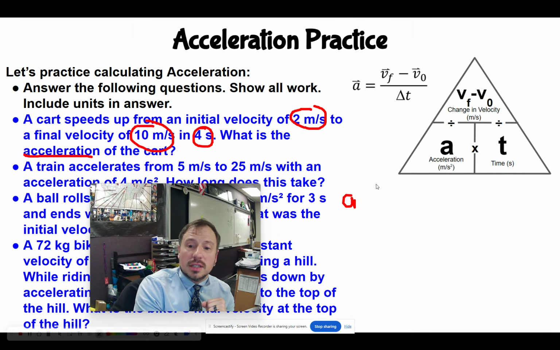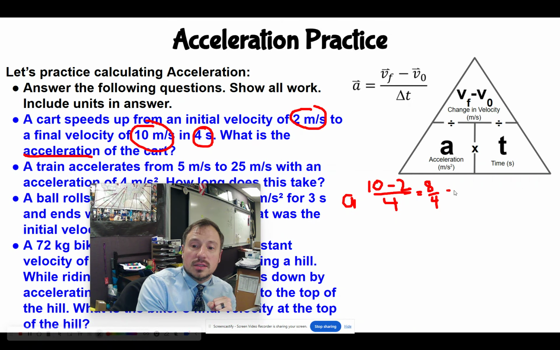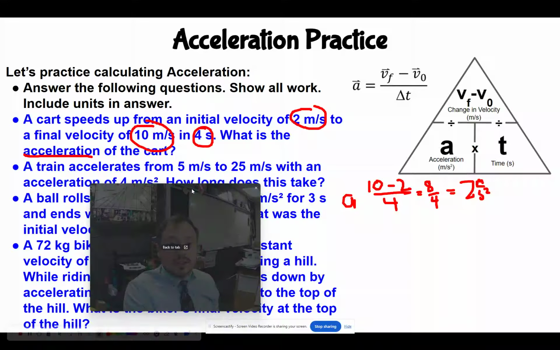The final velocity is 10. The initial velocity is 2. And the time is 4 seconds. So you've got to remember your order of operations. 10 minus 2 is 8. I'll put an equal sign there. And it's all over 4. And so that means my acceleration is 2 meters per second squared. Right. So that's one of those problems that you can do.